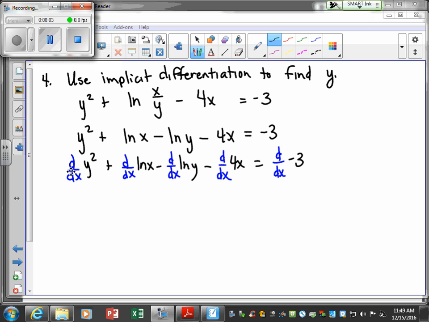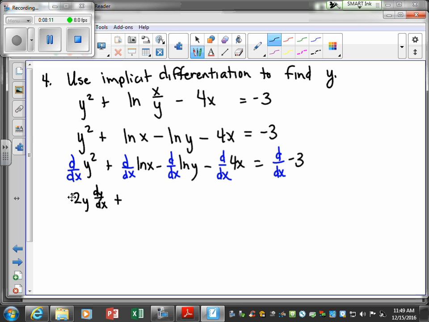What do we get when we take the derivative of y squared? 2y dy/dx. Good. And what's the derivative of the natural log of x? Just 1 over x. The natural log of y is 1 over y, but we also have dy/dx. The derivative of that term is just -4. The derivative to the right is just 3.